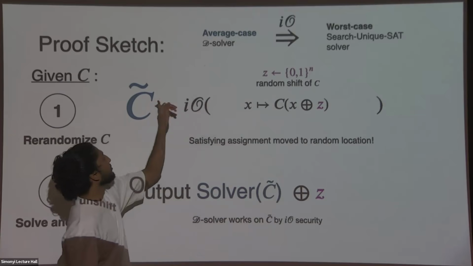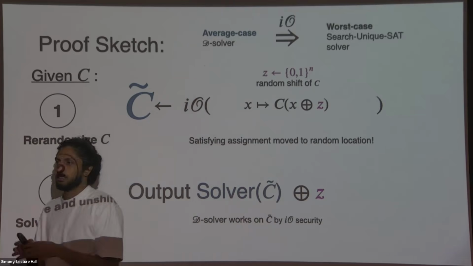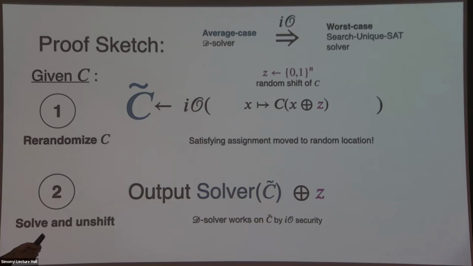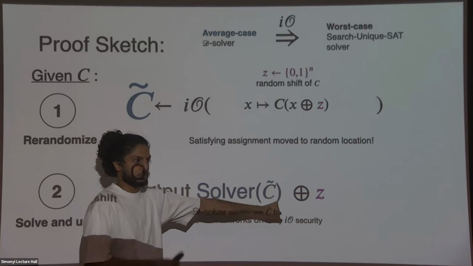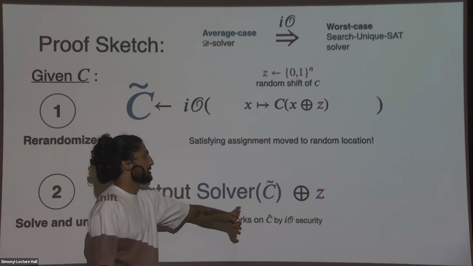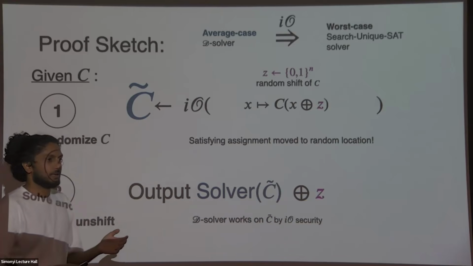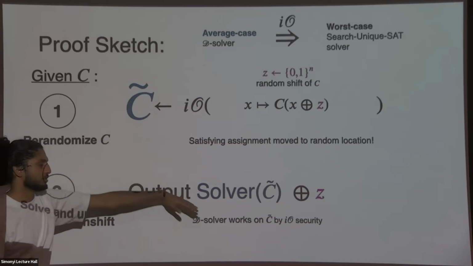The point is, maybe C was an arbitrary circuit which had a unique satisfying assignment. But after I shift it and IO it, what am I looking at? I'm looking at a circuit which has a truth table with a 1 in a random spot. IO security is going to say, well, the solver was supposed to work on random point functions, which have 1 in a random spot and 0 everywhere else. I'm not going to be able to tell the difference between an obfuscation of a random point function and the obfuscation of the shifted thing. So the solver should work here.